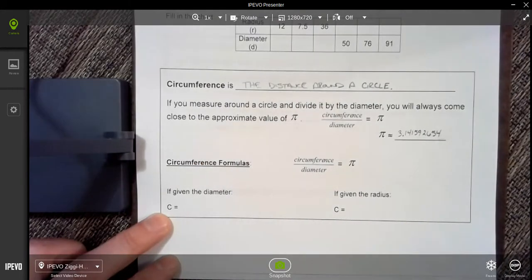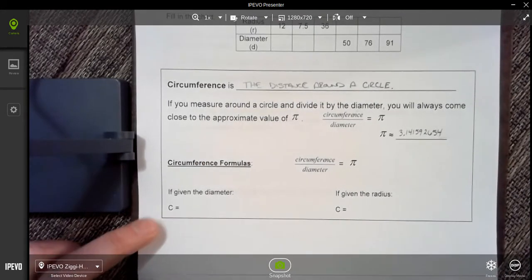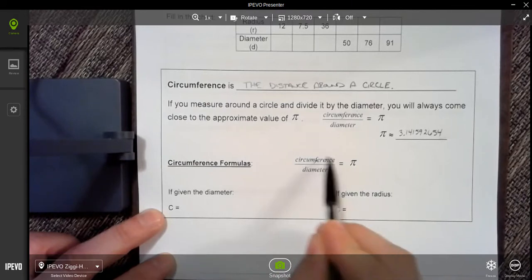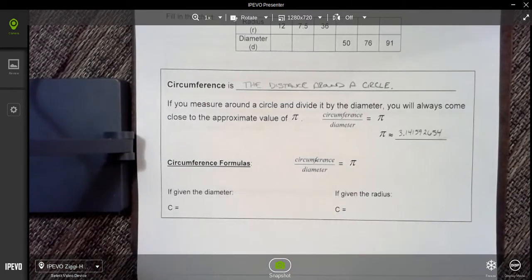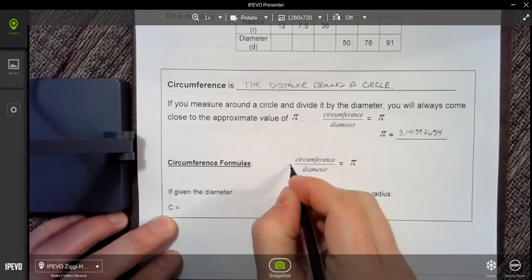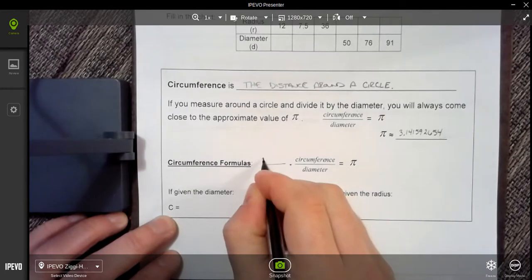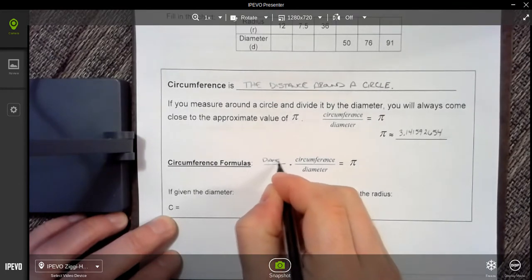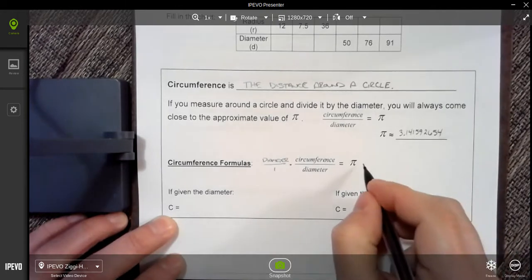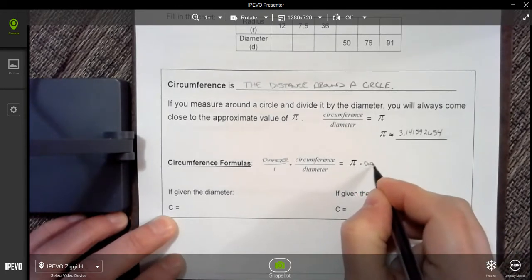Now, there are a couple of different formulas that we're going to be able to use for circumference. Again, the circumference divided by the diameter is equal to pi. Well, how are we going to get this circumference all by itself? Well, this is technically just a one-step algebra problem. What I could do to each side is multiply both sides by the diameter. Okay, so I'll multiply by the diameter on the left side, which means I have to multiply by the diameter on the right side.